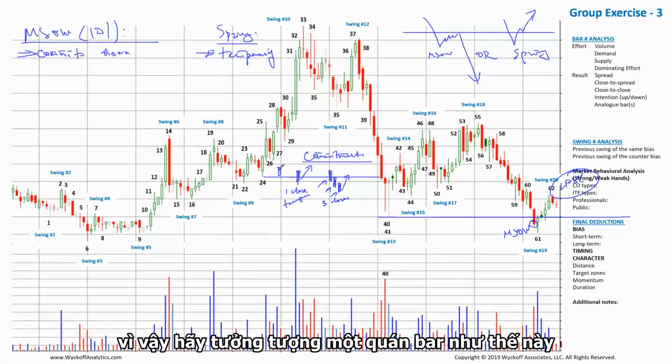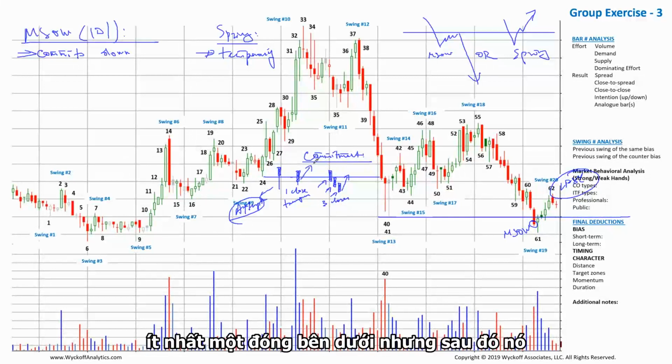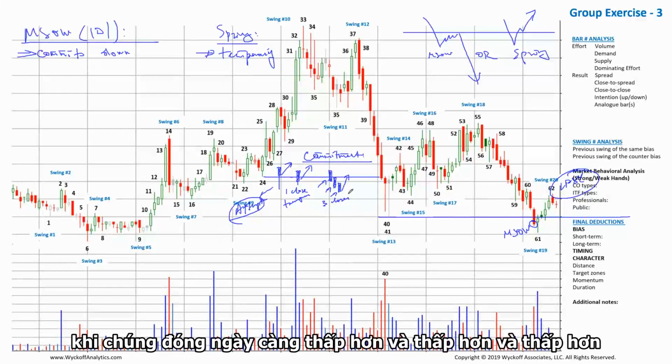So imagine a bar like this. This is more of an attempt to commit. It tries to commit on the intraday level. We see this from the tail of the bar, but it doesn't close below the support. Next bar, more significant commitment: at least one close below, but then it goes up. More permanent commitment is where we have multiple closes. And not only that, the closes to the downside show some progression, as they close lower and lower and lower.